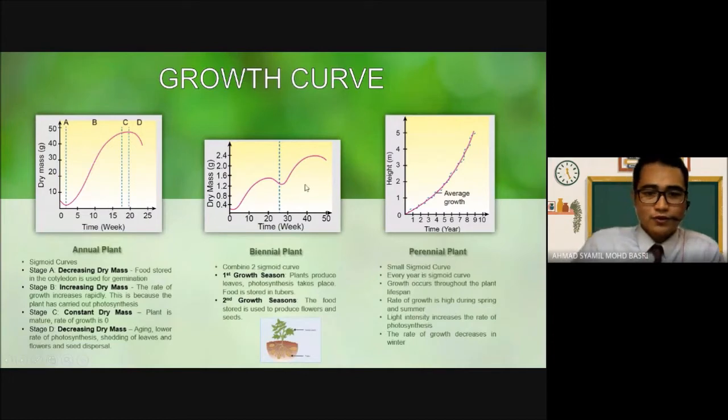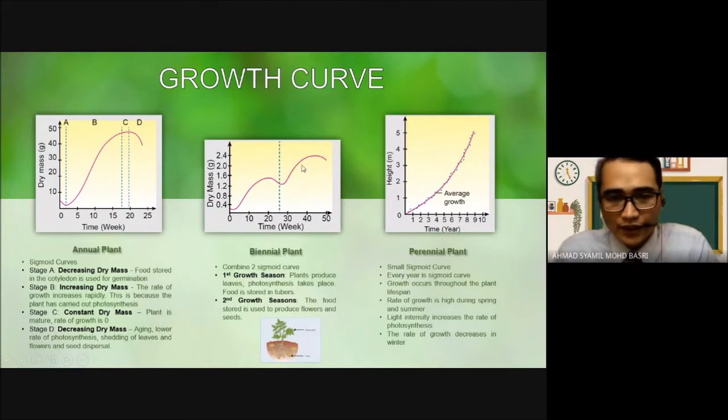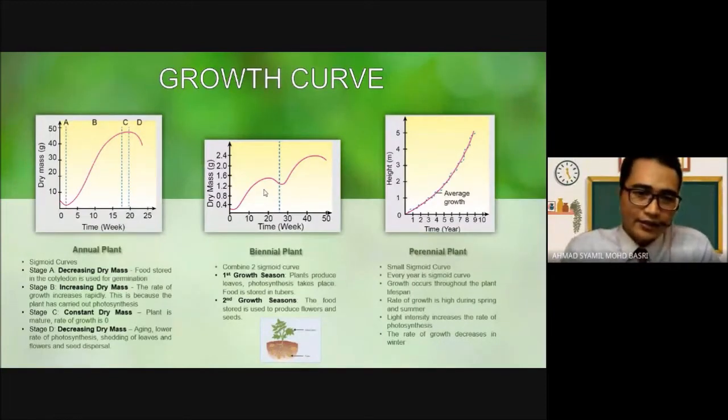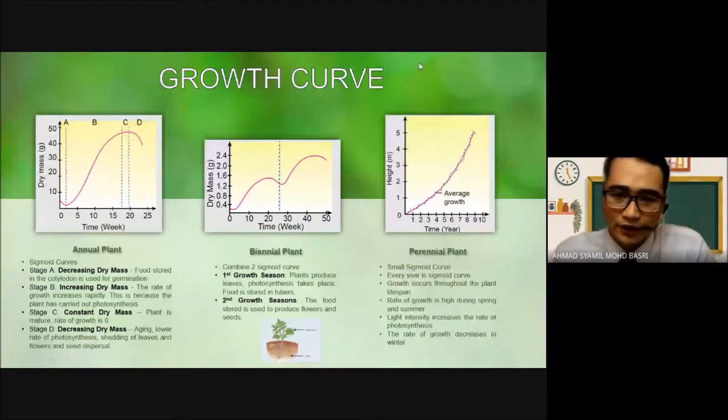They have 2 growth seasons. This graph also shows the combination of 2 sigmoid curves. In the first growth season, they produce leaves, and photosynthesis takes place. And the food they store in tubers. For the second growth, the stored food is used to produce flowers and seeds. So that's why they have 2 sigmoid curves.